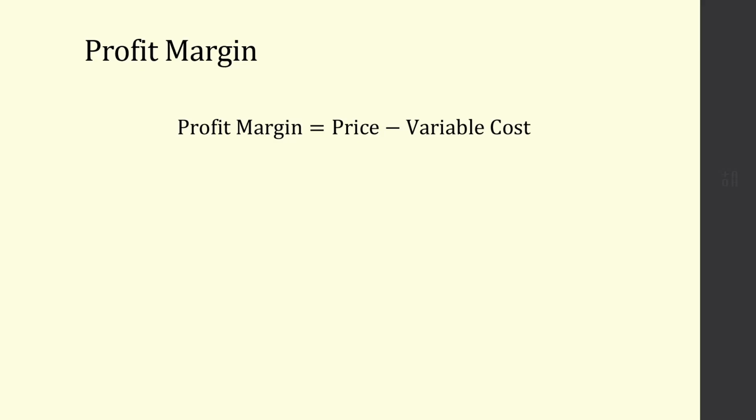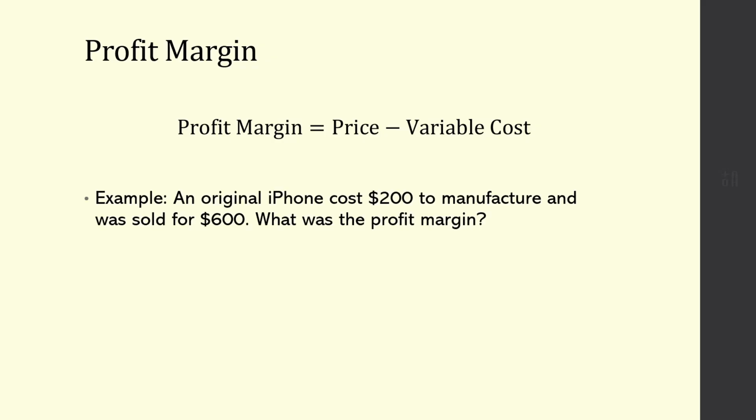Profit margin. This is a straightforward calculation. Profit margin is simply the difference between price and the variable cost. Here's the example. An original iPhone cost $200 to manufacture and was sold for $600. What was the profit margin? So the profit margin is simply $600 minus $200. That gives us $400.